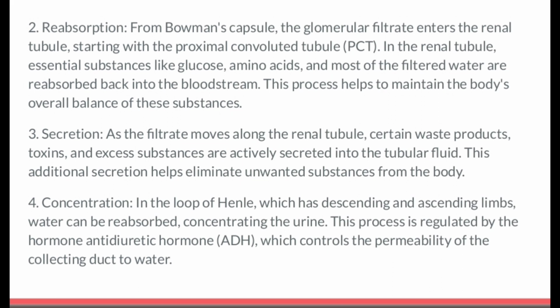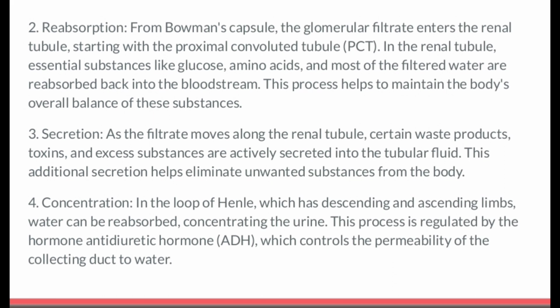Reabsorption. From Bowman's capsule, the glomerular filtrate enters the renal tubule, starting with the PCT. In the renal tubule, essential substances like glucose, amino acids, and most of the filtered water are reabsorbed back into the bloodstream. This process helps to maintain the body's overall balance of these substances. Secretion. As the filtrate moves along the renal tubule, certain waste products, toxins, and excess substances are actively secreted into the tubular fluid. This additional secretion helps eliminate unwanted substances from the body.